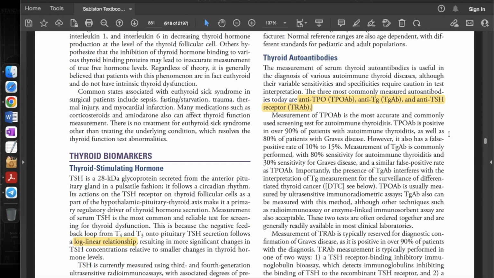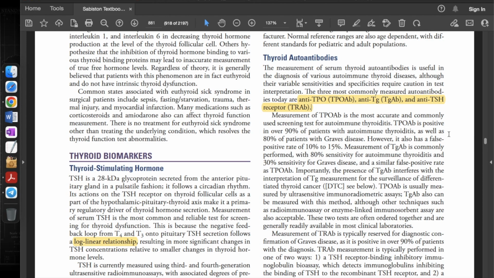Measurement of thyroglobulin antibody is commonly performed, with 80% sensitivity for autoimmune thyroiditis and 30% sensitivity for Graves' disease, and a similar false positive rate as TPO antibody. Importantly, the presence of thyroglobulin antibody interferes with the interpretation of thyroglobulin measurement for the surveillance of differentiated thyroid cancer. Thyroid peroxidase antibody is usually measured by ultrasensitive immunoradiometric assays. Thyroglobulin antibody also can be measured with this method, although other techniques such as radioimmunoassay or enzyme-linked immunosorbent assay (ELISA) are also accepted. These two tests are often ordered together and are generally readily available in most clinical laboratories.